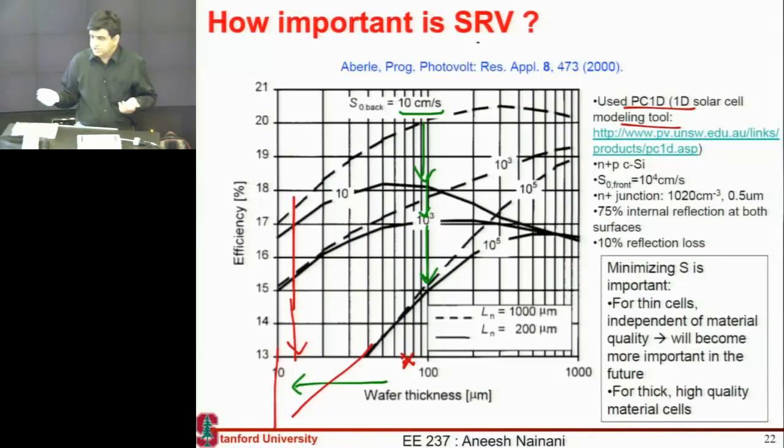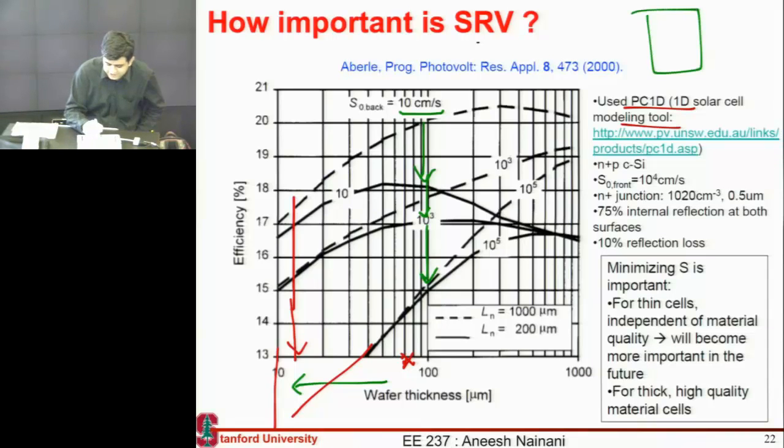A good way to understand this is that if you have a thinner cell, the surface to volume ratio of that cell is much higher. It has a much larger surface as compared to the volume. So whenever you have a thin cell versus a thick cell, your surface plays an even more important role. So passivating this surface and reducing this surface recombination velocity is an even bigger challenge for all of these thin film technologies.